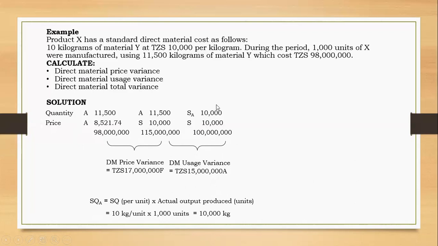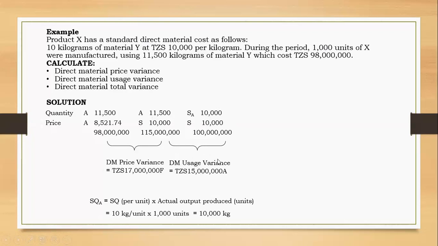What does this mean? From the standard requirement of 10 kilograms per unit, I expected to use 10,000 kilograms to manufacture 1,000 units. But actually, I ended up using 11,500. So I ended up using much more materials than what I expected to use for that same output. So that's why this would mean an adverse direct material usage variance. You should note this very, very well.